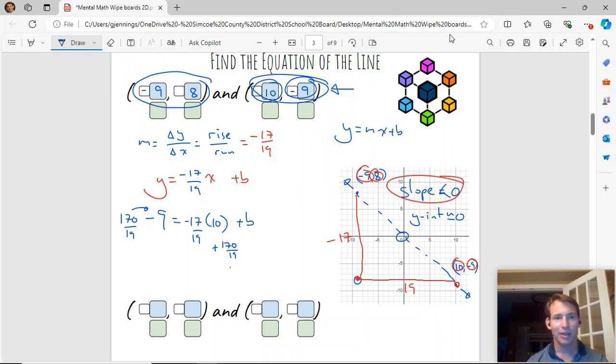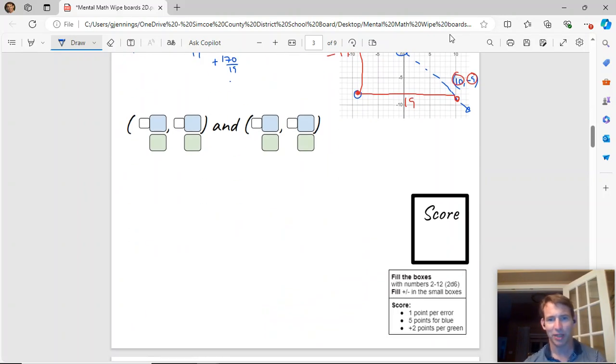What is that? Well, when we do this, we have to turn 9 into a fraction with a base of 19. So that's going to look like this. Just get myself some blank space. 9 multiplied by 19 on 19. Well, 9 times 19 is 171 on 19.